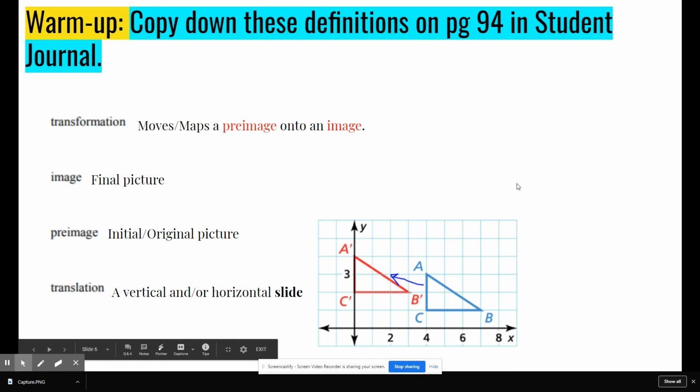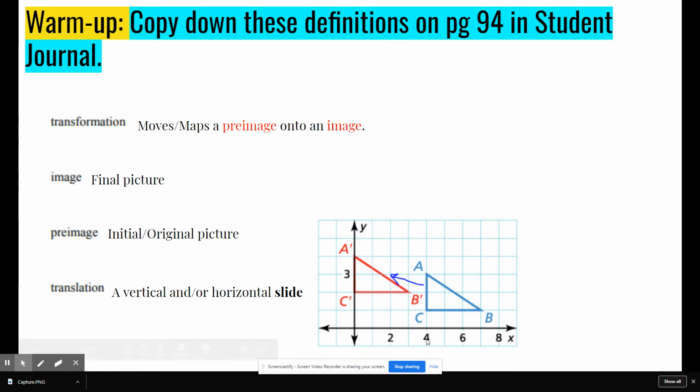So you just got done copying down some of these definitions. We know that chapter 4 is all about transformations. So it's moving a pre-image and changing that pre-image into a new image. Lesson 4.1, we're working with translations. A translation is a type of transformation. And all a translation is, it's a vertical or a horizontal slide.